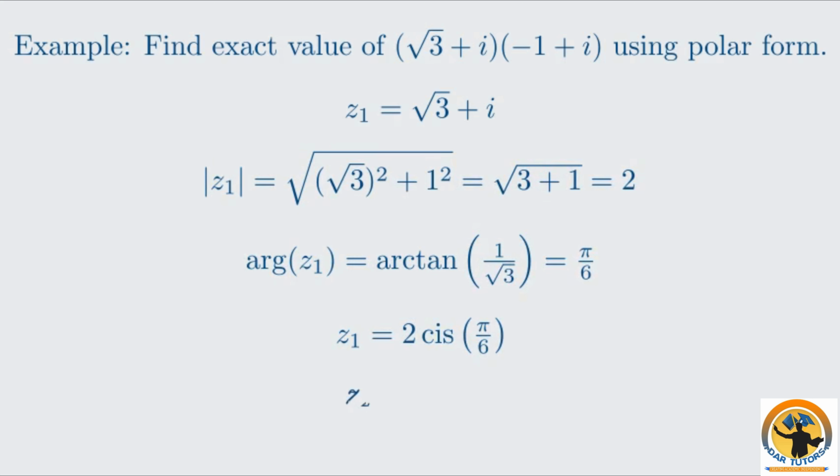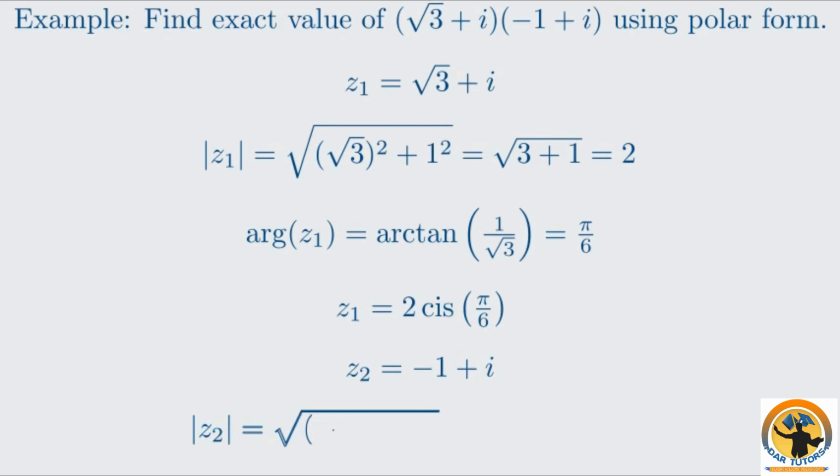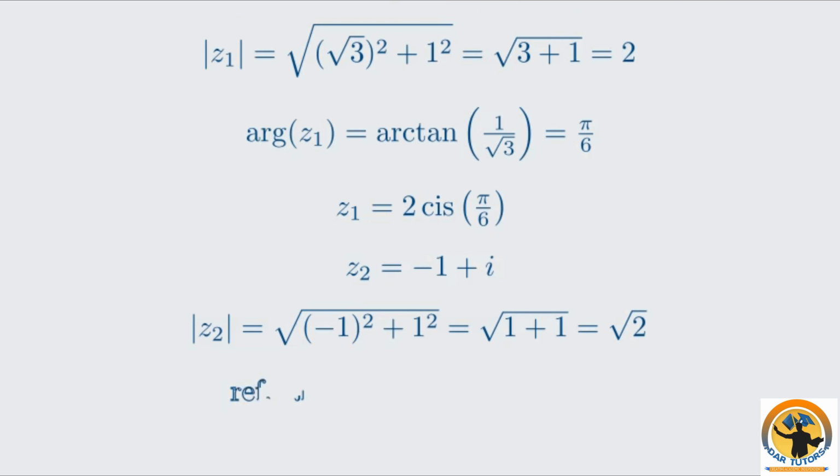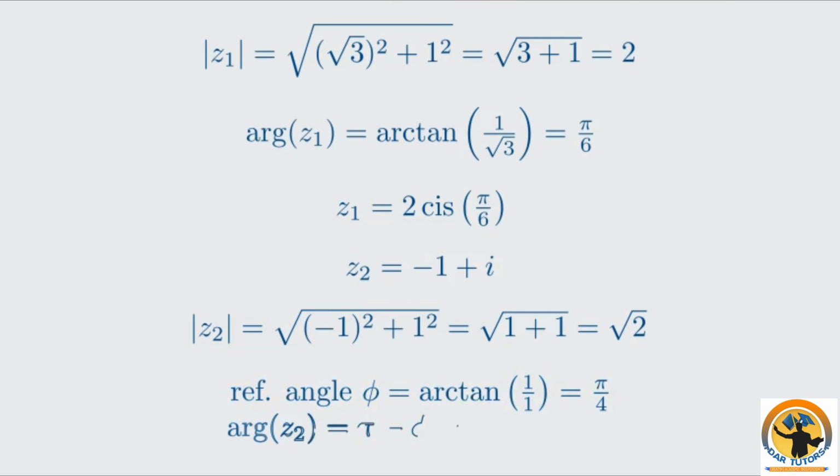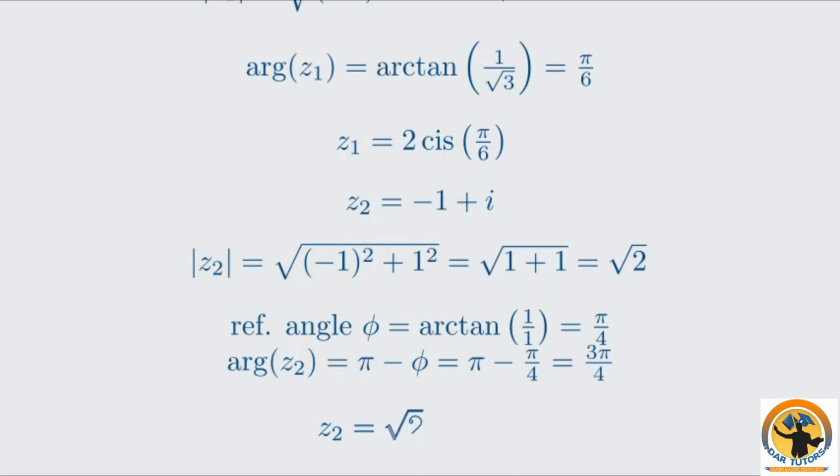Now for z2. z2 equals -1 + i. This number is in the second quadrant. Its modulus is root 2. The reference angle is pi over 4, and since it's in the second quadrant, the argument is pi minus pi over 4, which is 3 pi over 4. So, z2 is root 2 cis 3 pi over 4.